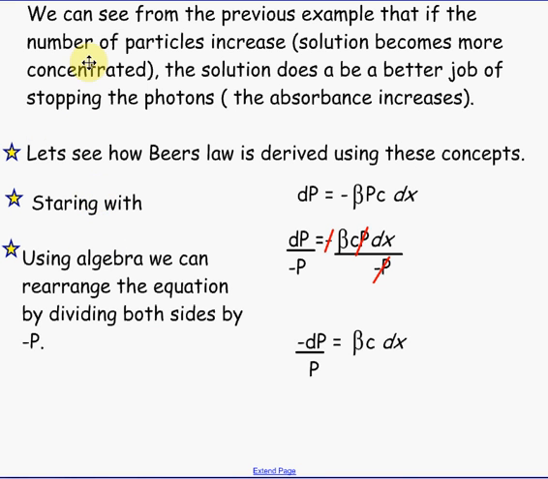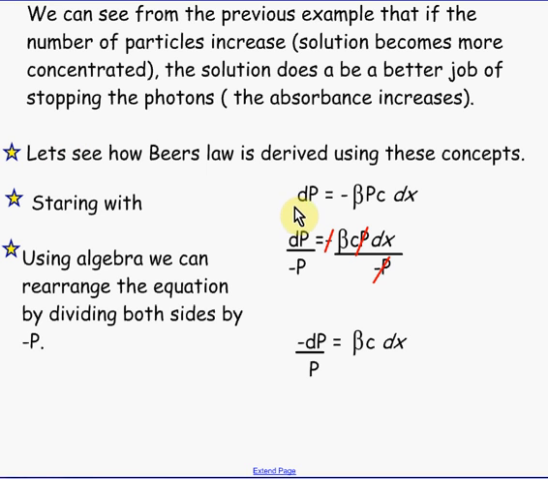So we can see from the previous example that if the number of particles increase in the solution, that is, the solution becomes more concentrated, the solution does a better job of stopping the photons, so the absorbance increases. Let's see how Beer's law is derived using these concepts.